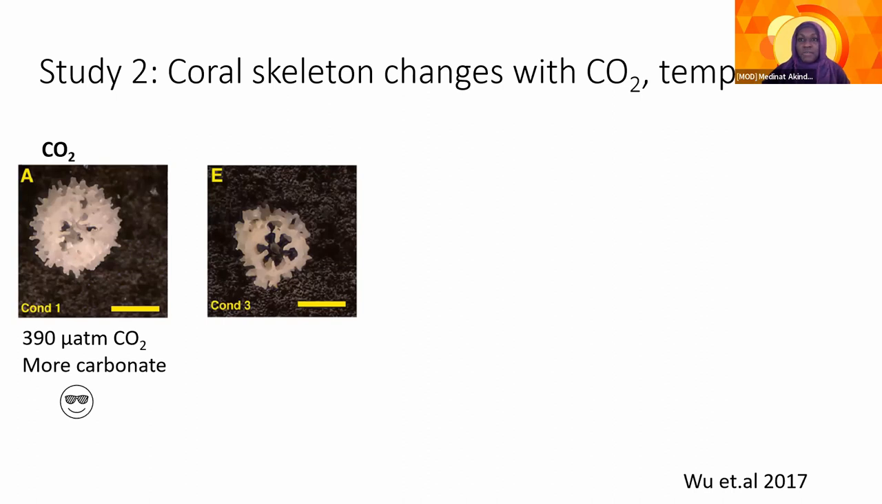The image on the left has less CO2 and more carbonate, which is good because we have more carbonate to form the coral skeleton. And then in image E, we have more CO2 and less carbonate. So as you can see, the coral skeleton is more broken down than in image A.